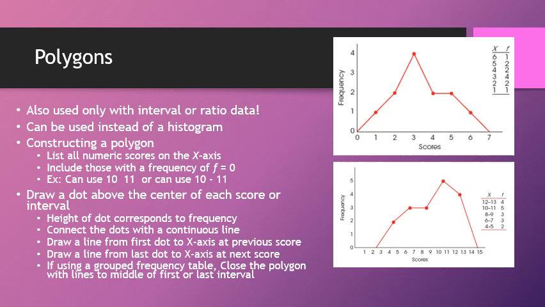You would put the dot in the middle of the interval. So the interval, say from 12 to 13, the dot would go in the middle between 12 and 13. And then you would draw it down to what the next interval would have been, which would have been 14-15. The middle of that is where you draw the line to. So you're basically closing the polygon at each end.